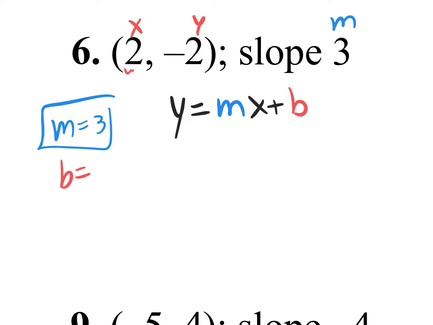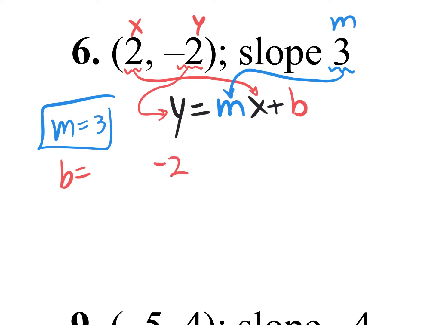So I know that my x value is positive 2, and I could put that x value right here where the x is at. I know that my y value is negative 2, and I could take that y value and put it right there where the y is at. And I know that my m value is 3, and I could take that value of 3 and plug it right there where the m is at. So let me rewrite my equation. Instead of y, I'm going to put negative 2. The equal sign, instead of m, I'm going to put 3. And then instead of times x, I'm going to put times the positive 2 that I'm plugging in for x. And I still have the plus b. Okay? So I'm plugging in the x, the y, and the m. Why? So I could solve for b.